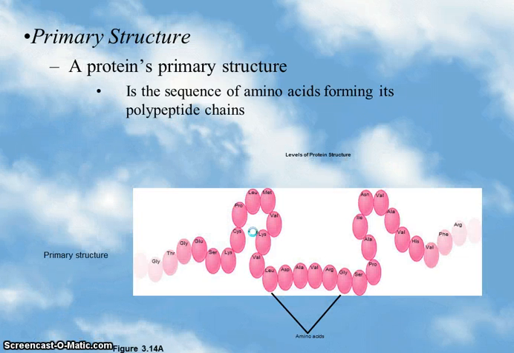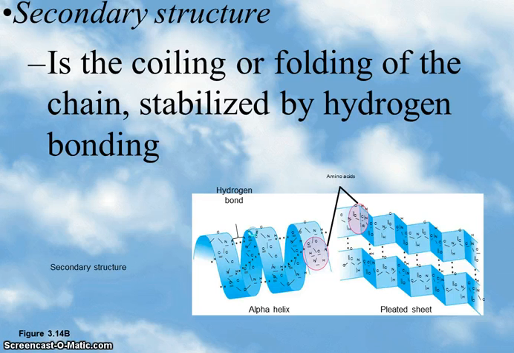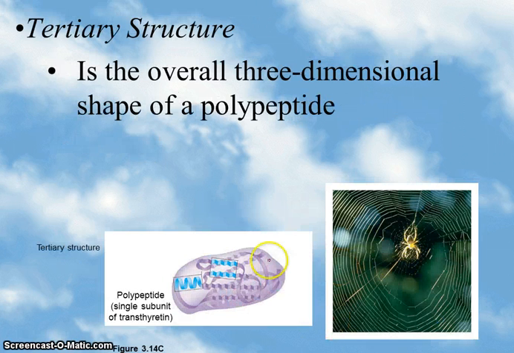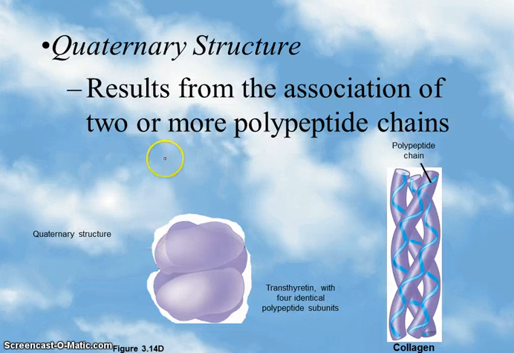So, primary structure, sequence of amino acids. Secondary structure, we have an alpha helix and we have a beta pleated sheet. Tertiary structure is the 3D shape that we get when we have some interaction between the R groups. And the quaternary structure is going to be maybe 4 subunits that are bonded together, 4 polypeptides.